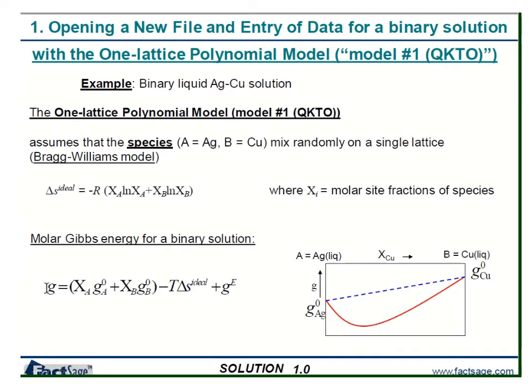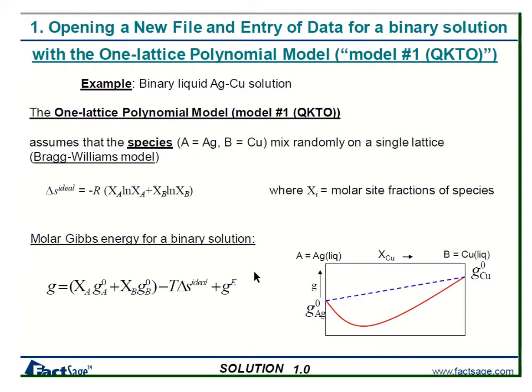The Gibbs energy of a binary solution, for example, is mole fraction of A times Gibbs energy of A, plus mole fraction of B times Gibbs energy of B, where the Gibbs energy of i is Gi naught plus RT ln activity of i. If you express that all together and reorganize, you get this kind of equation: XA GA naught plus XB GB naught minus T delta S ideal of mixing plus the excess parameter. This excess parameter can be described by different polynomial functions.